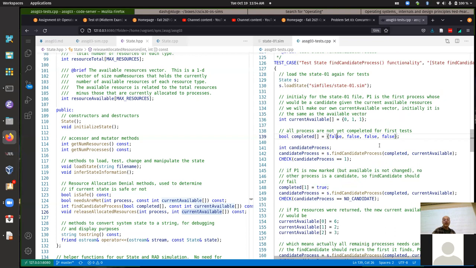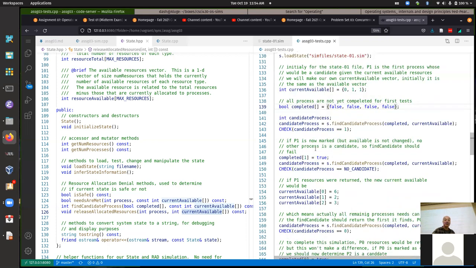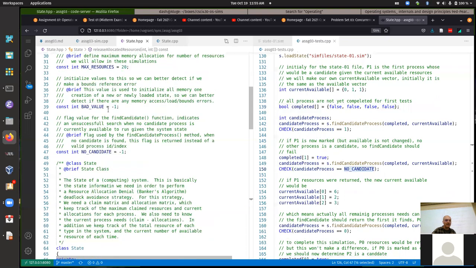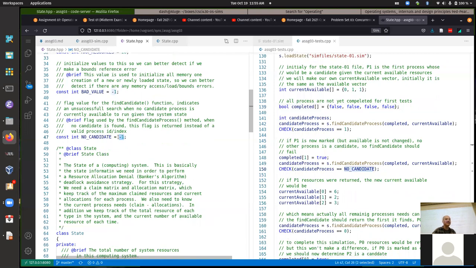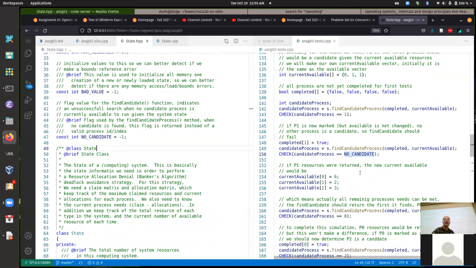Right. And if you check all the processes and you don't find one that's not completed and whose needs could be met by the available, then you should be returning the flag no candidate. So this is just defined to be -1. If you look in the state.h header file, I believe, because the valid process IDs start at zero, we can use negative numbers as flags. In this case, to indicate a failed search, or to indicate that there's no current candidate. No current process is a valid candidate that might run.